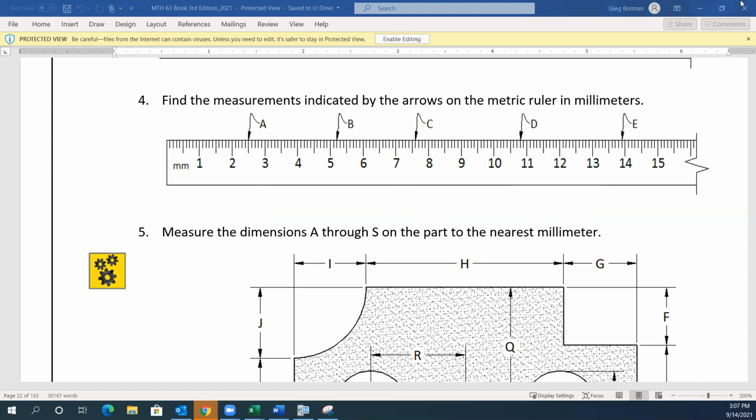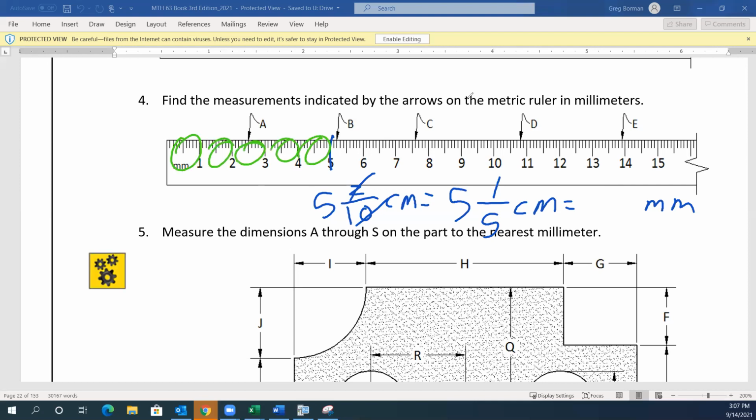Well, let's see. We've got 5 complete centimeters, and we go 2 more tick marks, so 2/10 of a centimeter. I can cancel the 2's and get a 1/5. Okay, so 5 1/5 centimeters. How many millimeters would that be? Glad you asked. Well, we got 10, 20, 30, 40, 50, and 2 more makes 52. Or 52 right there.